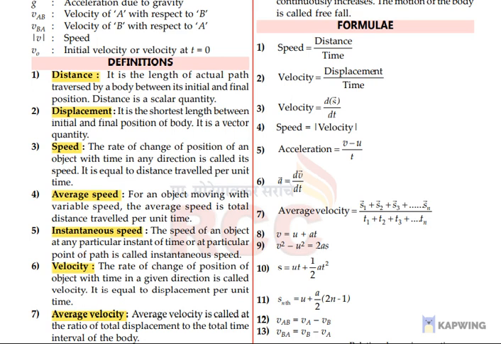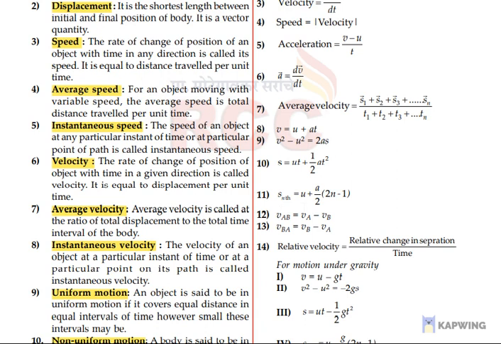v is equal to u plus at. v square minus u square is equal to 2as. s is equal to ut plus half at square.